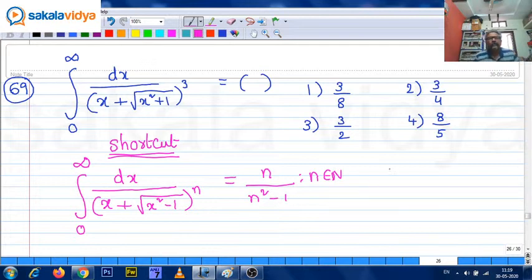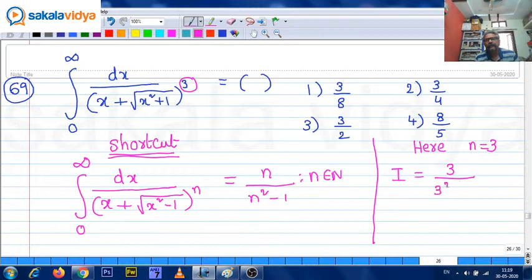So that means here n equals 3. Therefore I equals 3 upon 3 square minus 1, which is 3 upon 9 minus 1, which is 3 upon 8. That means the first option is the right option.